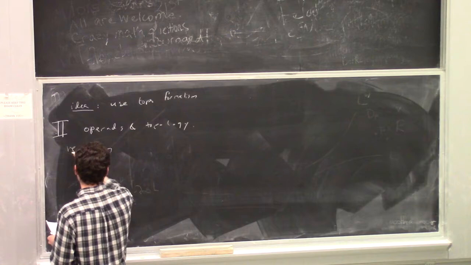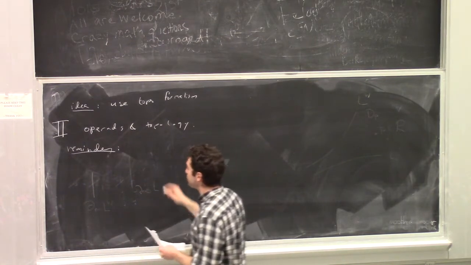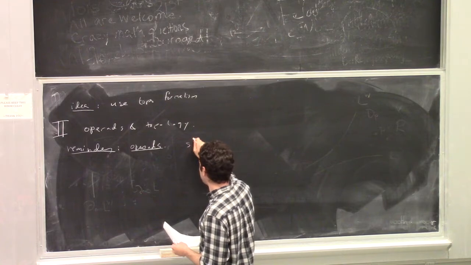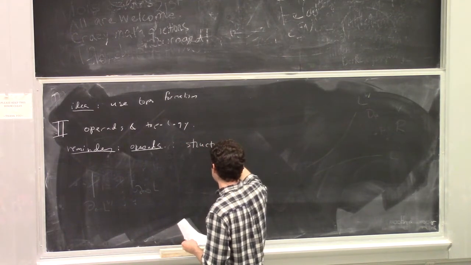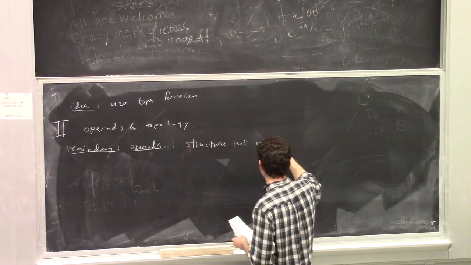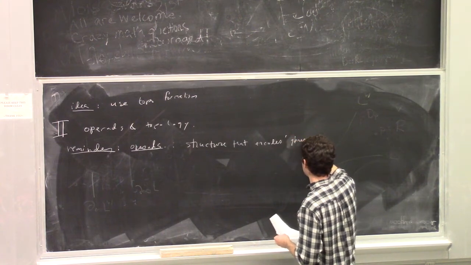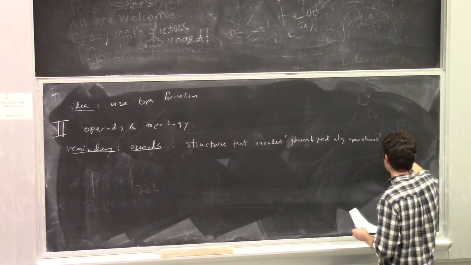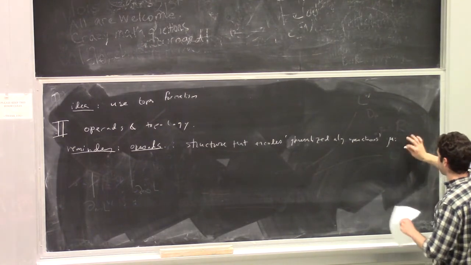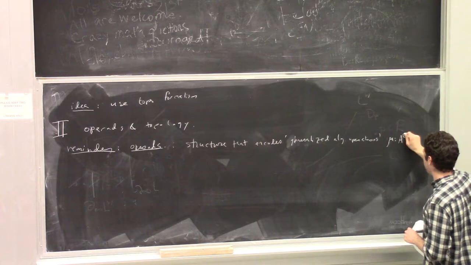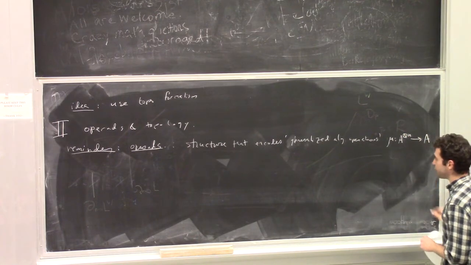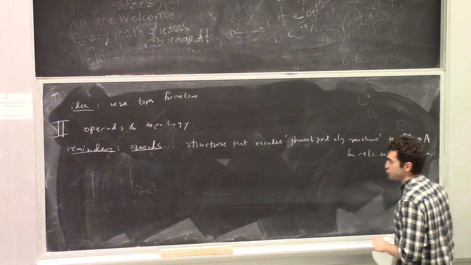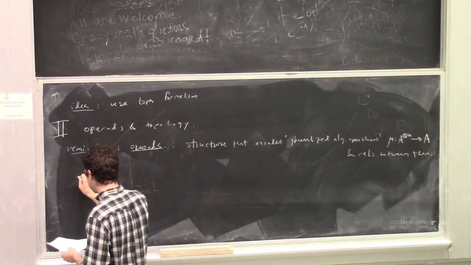Reminder for people who haven't seen operads, briefly, an operad is a structure, an algebraic structure that encodes generalized algebra operations. Imagine that there is some collection of algebra operations with n inputs and an output, various multiplication operations and relations between them. So let me just quickly give a definition.